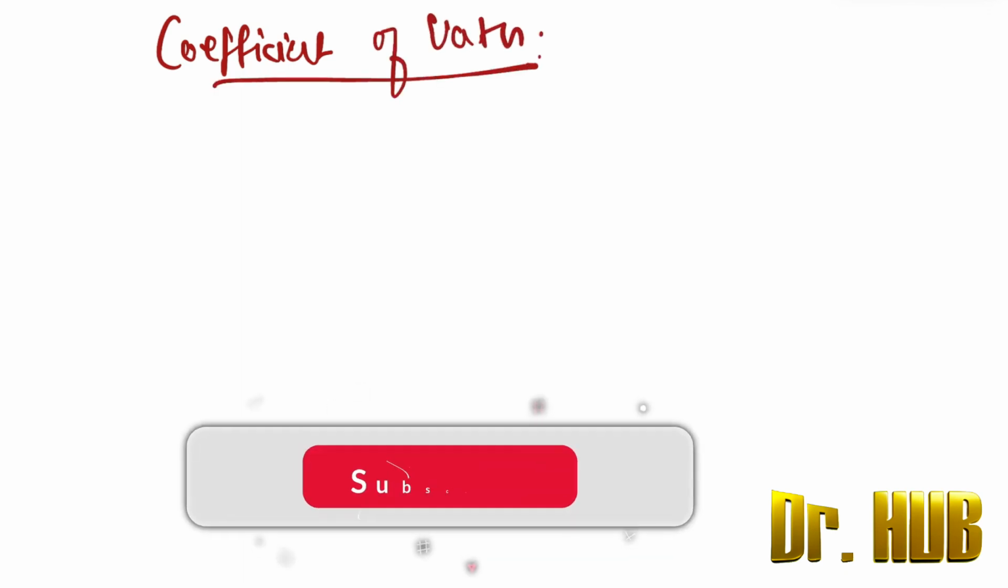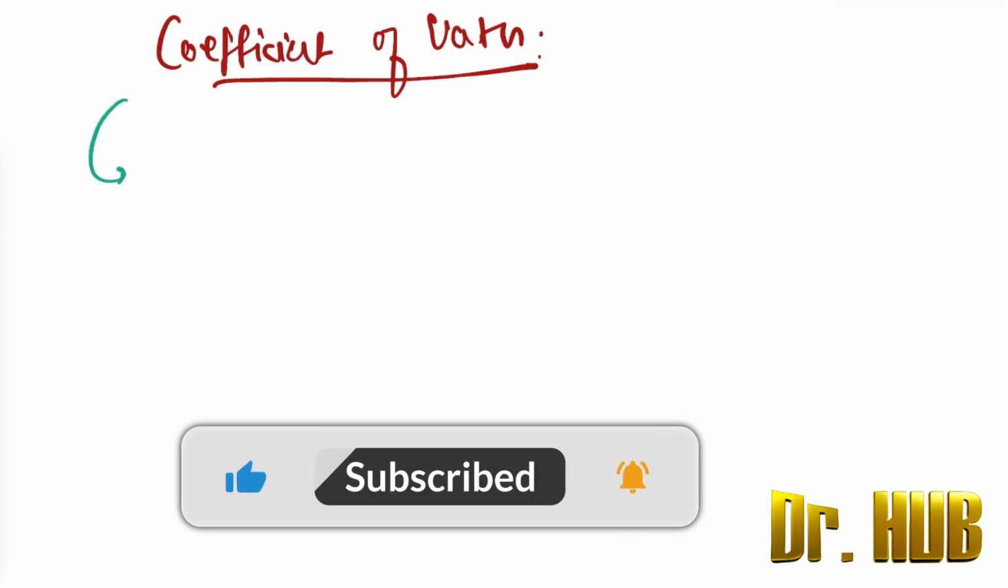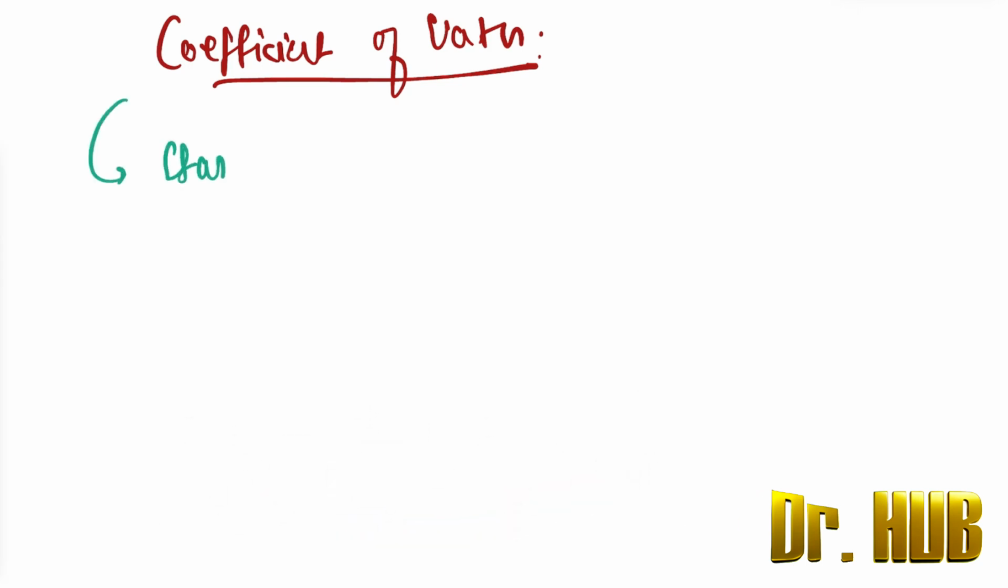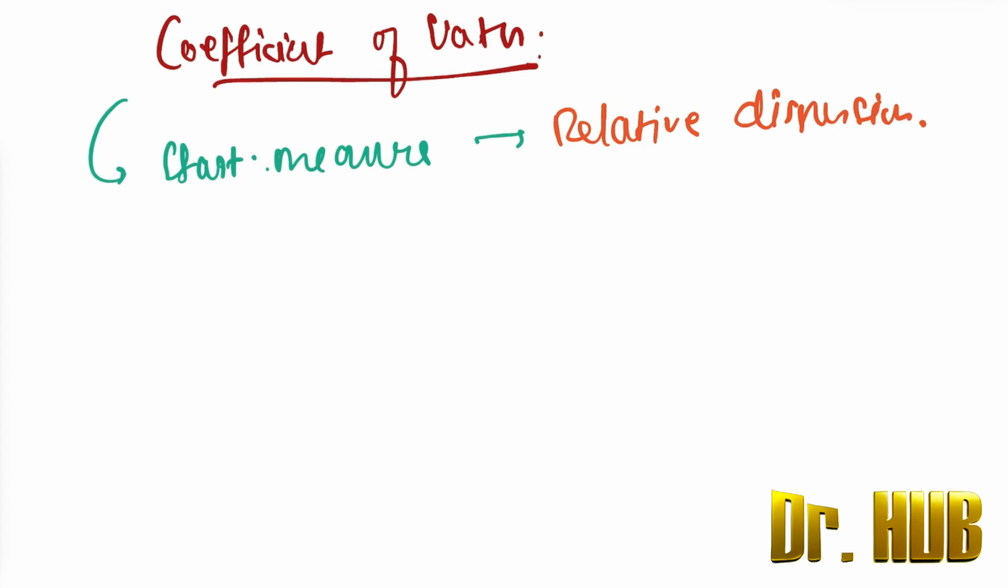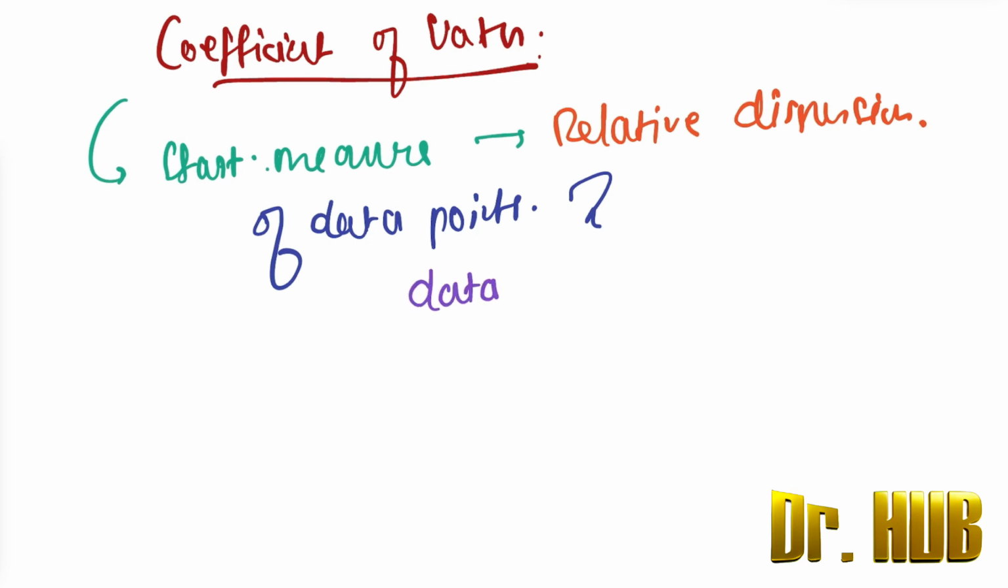Today we'll look at the coefficient of variation. The coefficient of variation is a statistical measure of the relative dispersion of the data points in a data series around the mean.